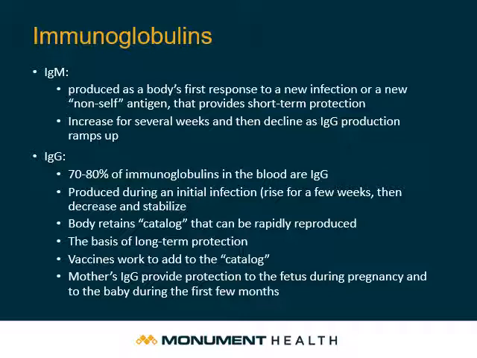Looking at IgG, these are actually produced during an initial infection. It rises again for a few weeks, then decreases and then stabilizes. They account for about 70 to 80% of all immunoglobulins in the blood. The body retains what you can consider a catalog that will be rapidly reproduced on a subsequent presentation of the antigen. This is the basis of long-term protection. Vaccines work to add to this catalog. So it's giving us an immediate acute snapshot: we mount a response and then we save it. The mother's IgG also provides protection to the fetus during pregnancy and to the baby during the first few months of life.